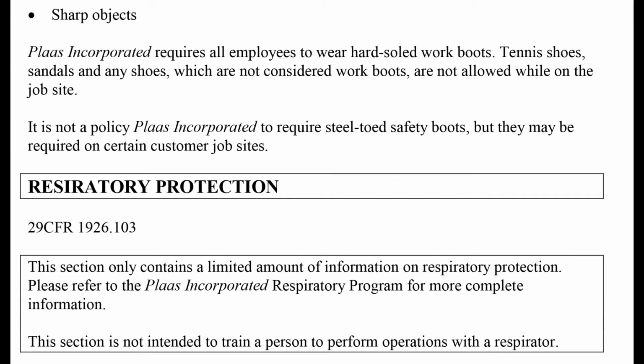Respiratory Protection, 29 CFR 1926.103. This section only contains a limited amount of information on respiratory protection. Please refer to the Plaas Incorporated Respiratory Program for more complete information. This section is not intended to train a person to perform operations with a respirator.